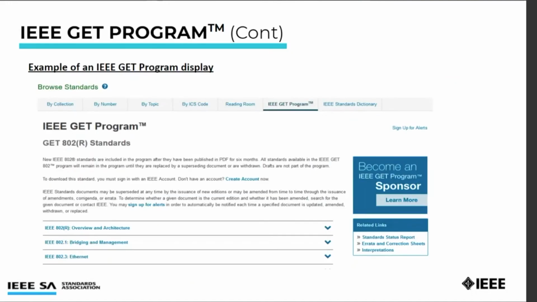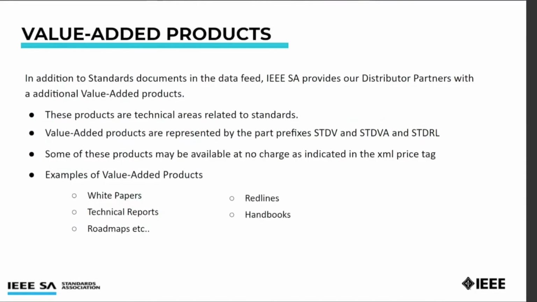Here is an example of what the IEEE GET program looks like. For more information on the GET program, please visit our website on IEEE Xplore. Other types of value-add products are handbooks, technical papers, white papers, roadmaps, and redline standards, some of which may be available at no charge to your users. These special products are identified in the XML tag by part prefixes STDV, STDVA, and STDRL.